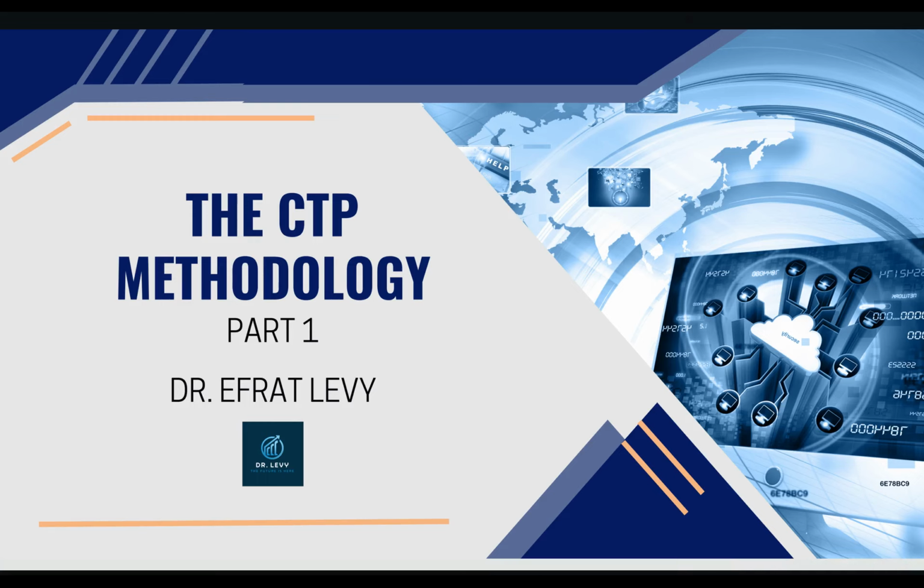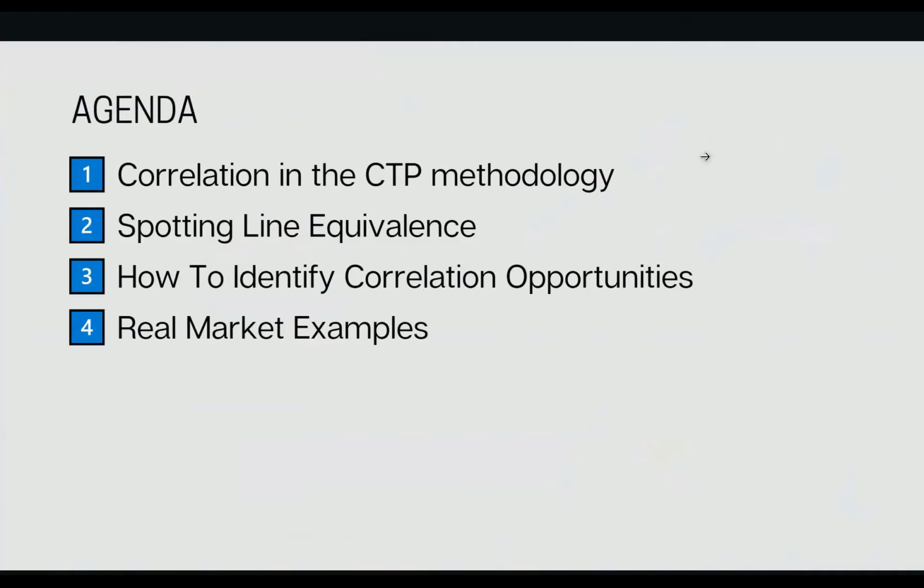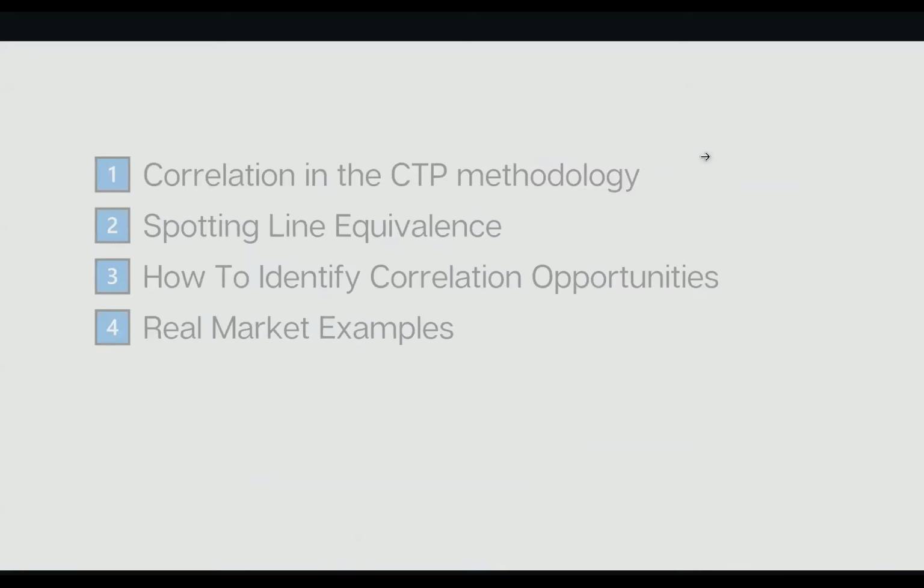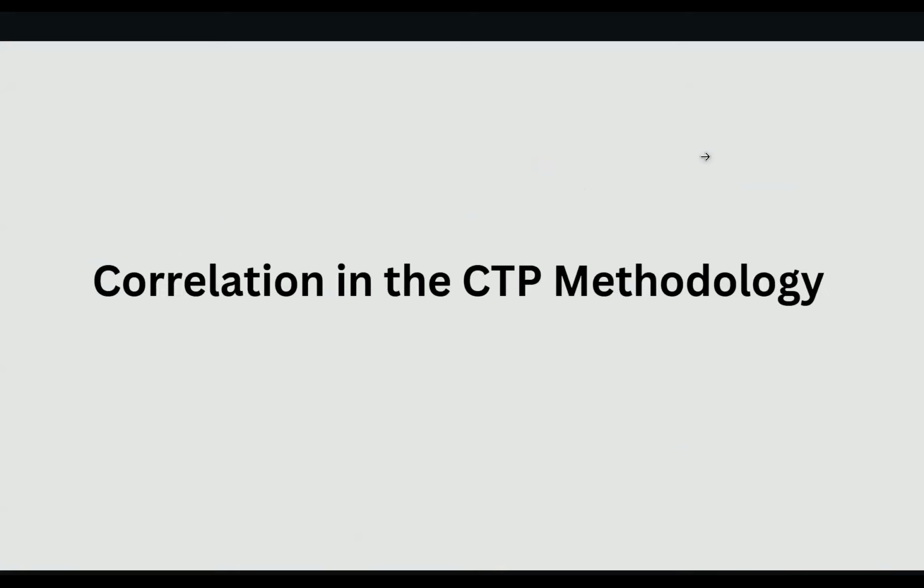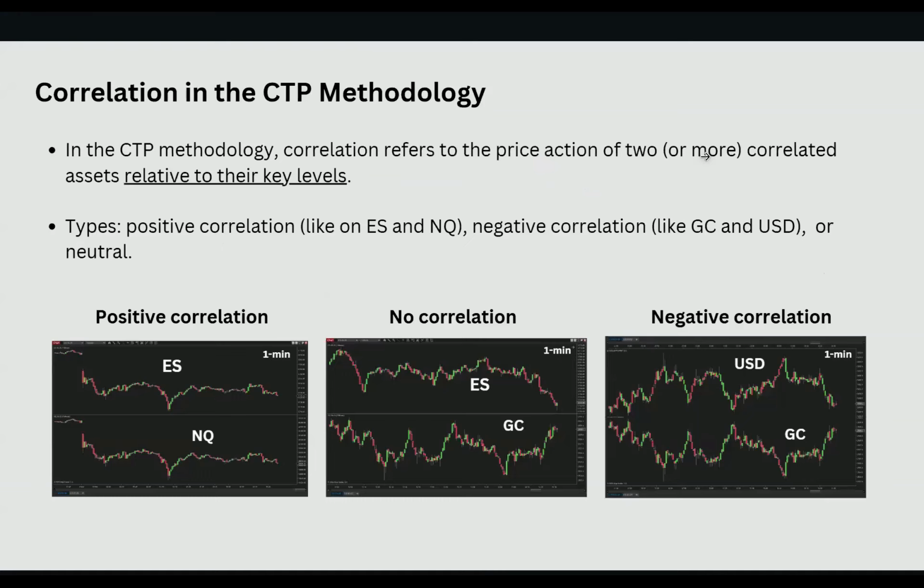Hello guys, so today is our first session where I'll talk about correlation according to the CTP methodology, what equivalent lines are and how to identify correlation opportunities, and I'll show a few real market examples. In the CTP methodology, correlation refers to the price action of two or more correlated assets relative to their key levels. And there are three types of correlation.